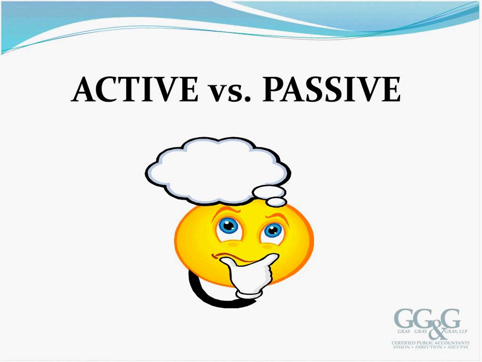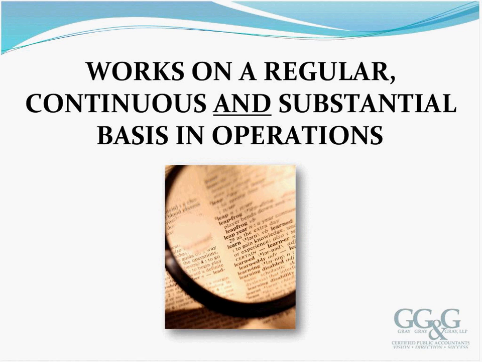What is the difference between active and passive? Let's start off with the Internal Revenue Code definition of who materially participates in an activity, which makes them active. Basically, an individual materially participates in an activity if they work on a regular, continuous, and substantial basis in the operations.